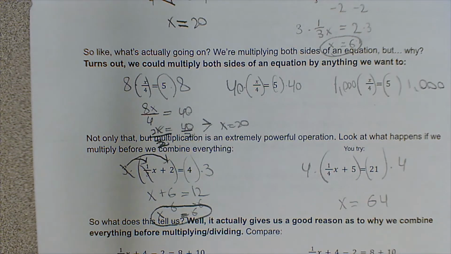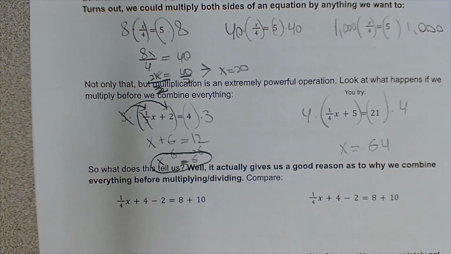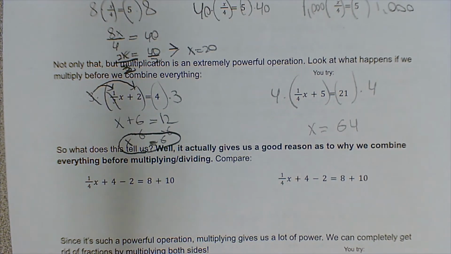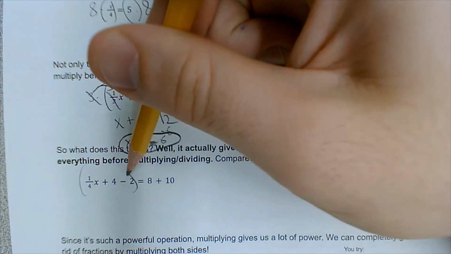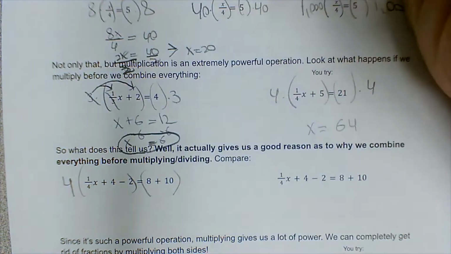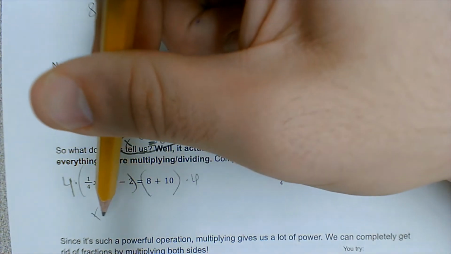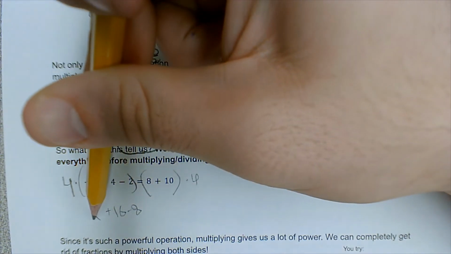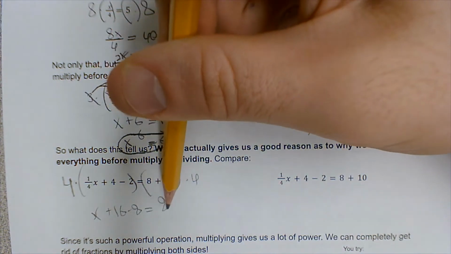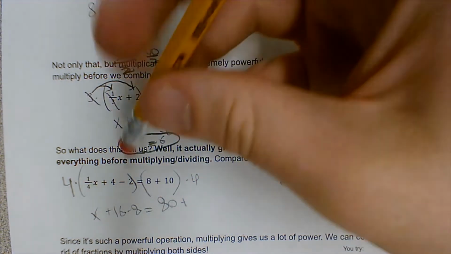Okay, so moving on down, what does this tell us? Well, it actually gives us a good reason as to why we combine everything before multiplying and dividing. There's a reason why we do that. It's because if we distribute everything, we're going to get really stressed out and have a lot of different terms to deal with. So let's say I multiply both sides by 4 here and here. I end up with x plus 16 minus 8 equals 80 plus, or not 80, I'm sorry.